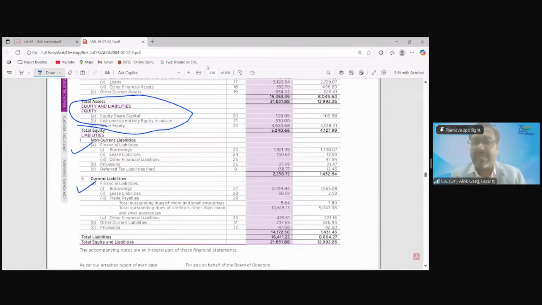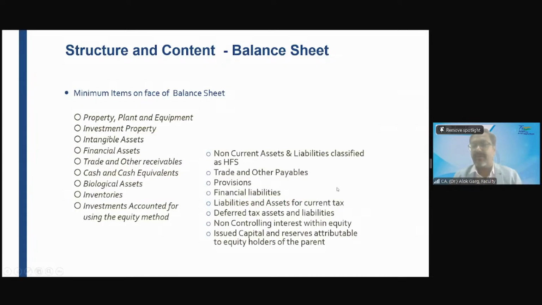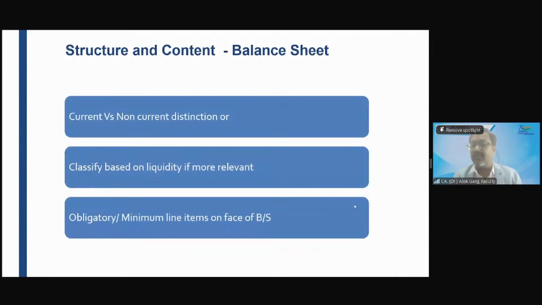So what is the balance sheet structure? The line items of all the balance sheet items have to be divided into current and non-current. Sir, what is current and what is non-current? So we'll talk about that. Classify based on liquidity if more relevant. So the standard says that instead of current and non-current, you can classify your balance sheet items on the basis of liquidity.